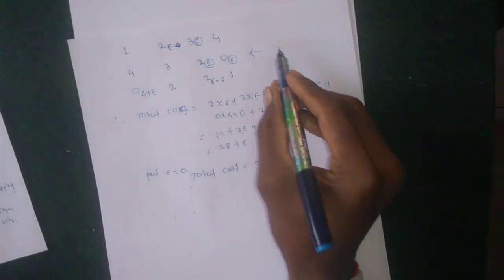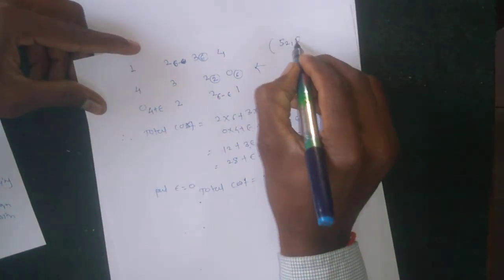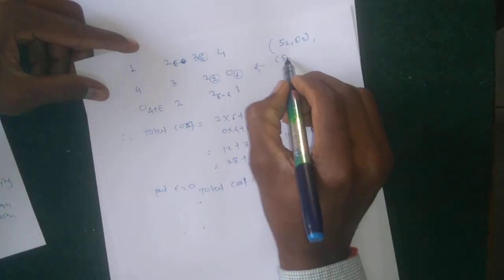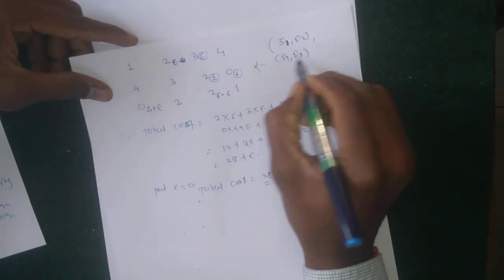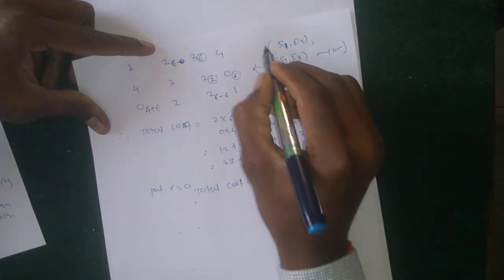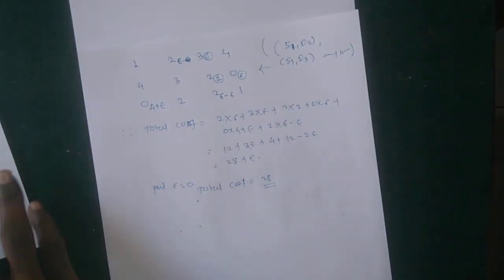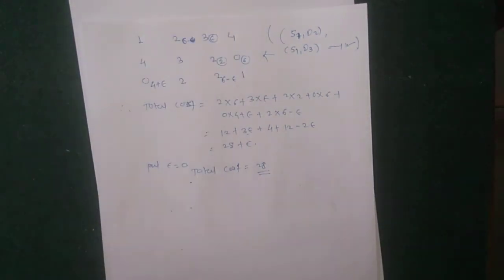Another set exists here: S1 D2, then S1 D3. This value changes, and the other set is as it is. So two sets exist in the given problem, so this given problem has an alternative solution. How to find an alternative degenerate solution?